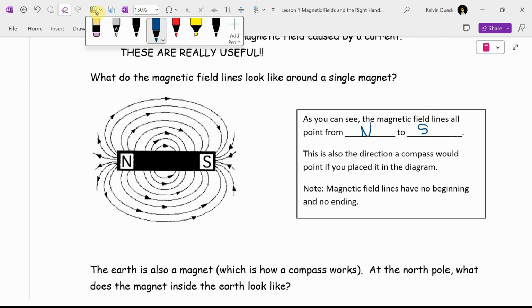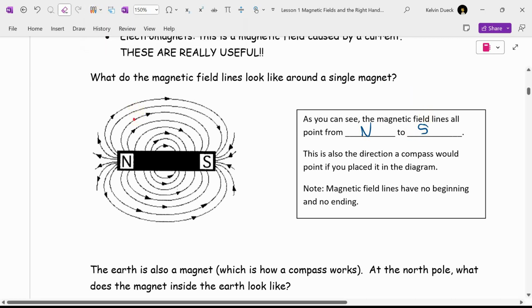If you brought in a compass and you put it right here, it would point that way. Don't write that down. If you brought a compass right there, it would point that way. Compasses point in the direction of magnetic field. They point south. And again, I see some of you, but I learned that a compass points north. It's way more cool and confusing and badly named than all of that. So we'll dive into that in just a second.